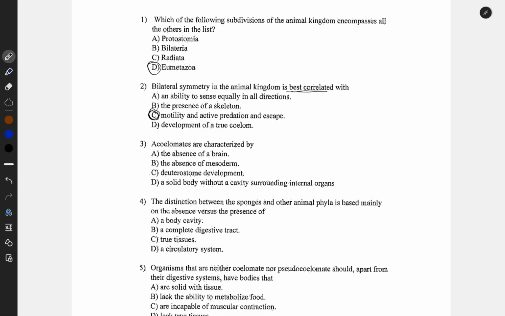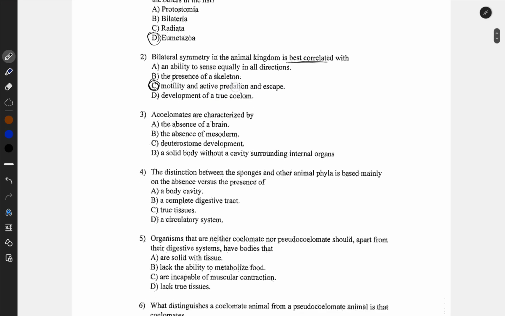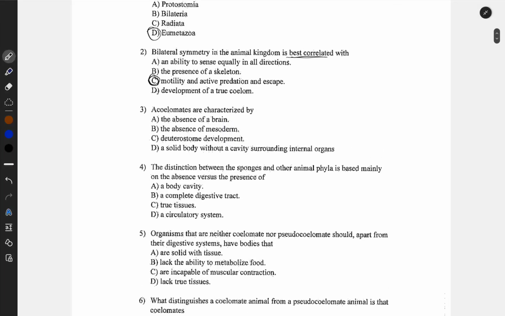Motility, it moves. It's motile. And active predation and escape, like it looks for prey, and those that need to run away, they run away. So that's what happens. Now you can go and check the videos if you want to see more.